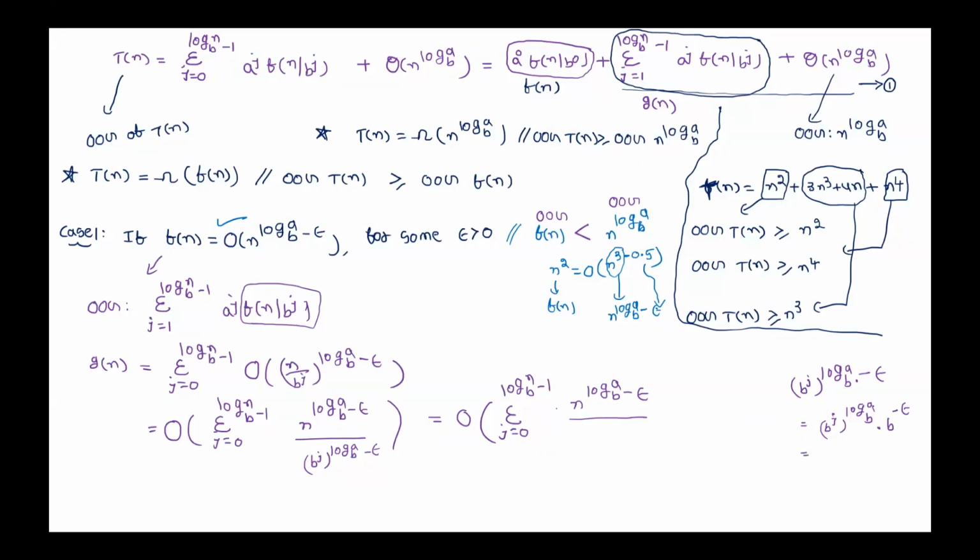What is this value? b power j goes up and a comes down. So then it becomes a power j into b power minus epsilon. So this entire thing we can write as a power j into b power minus epsilon. Is that okay? So this can be written as n power log a base b minus epsilon. It is independent of j, so we can take it outside.